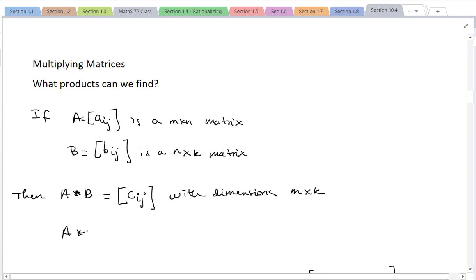So when you do A times B, you're essentially doing the Aij, which is an m by n matrix, times the Bij, which is an n by k matrix. So you want the number of columns in the A matrix to match the number of rows in the B matrix. And then your final product is a matrix that has the dimensions, the number of rows of A, and the number of columns of B.